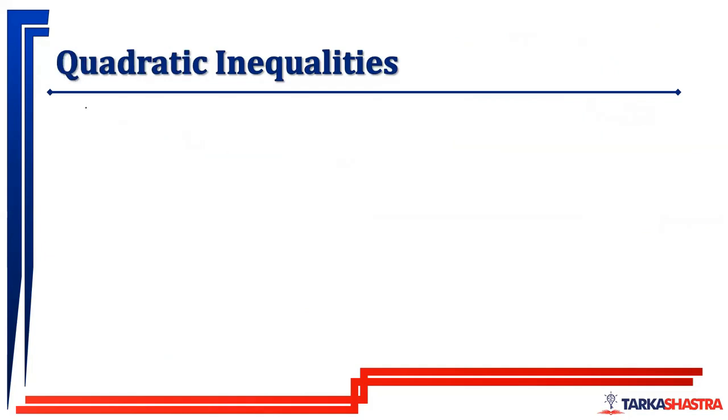So let us say ax square plus bx plus c equal to 0 or greater than or equal to 0, something like this, is a quadratic equation or quadratic inequality, and alpha and beta are the roots of the quadratic inequality. Then we will be able to write this inequality in the format of x minus alpha into x minus beta. Now there can be four possibilities.